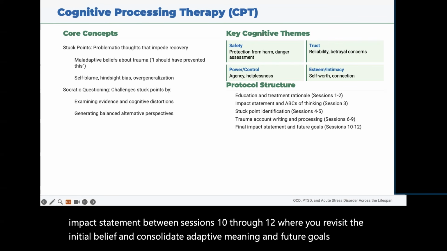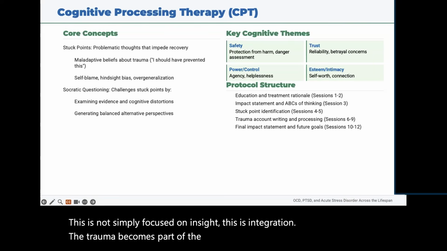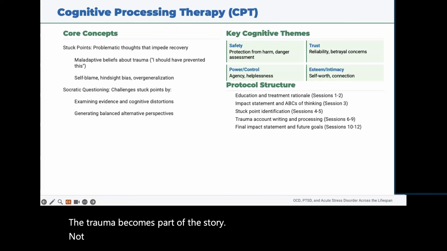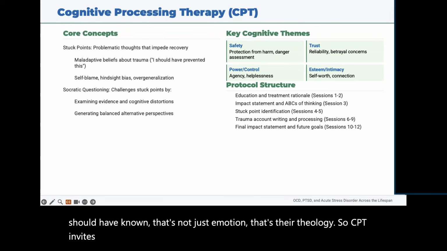So this is not simply focused on insight. This is integration. The trauma becomes part of the story, not their identity. So when you hear a patient say it was my fault or I should have known, that's not just emotion, that's their theology. So CPT invites them to replace the condemnation with context so they can finally grieve.